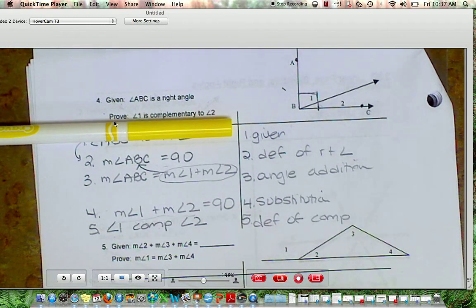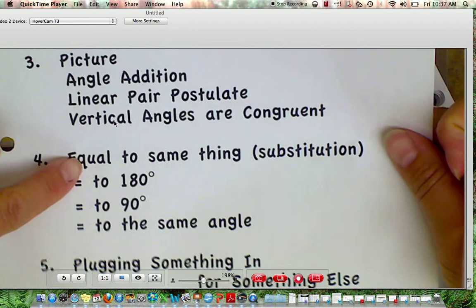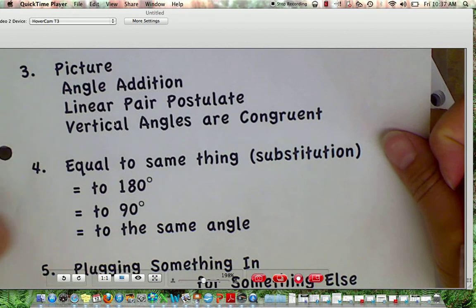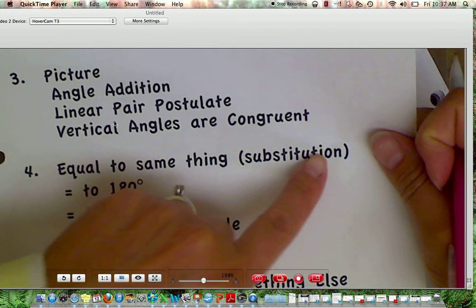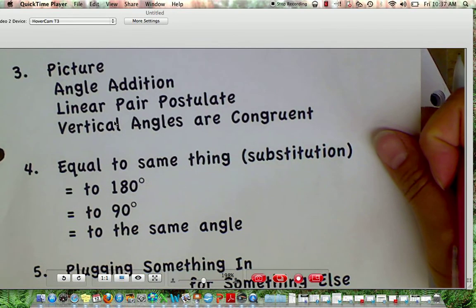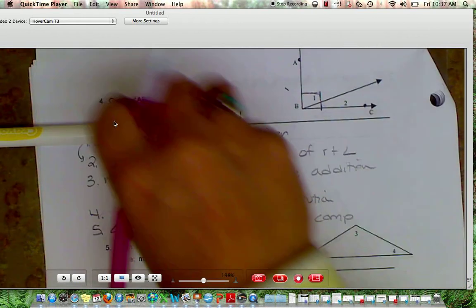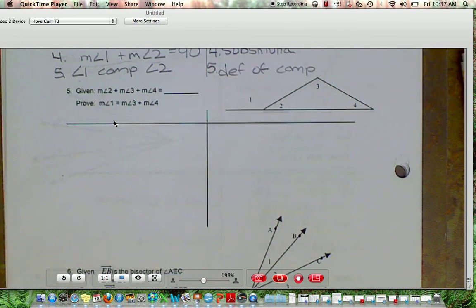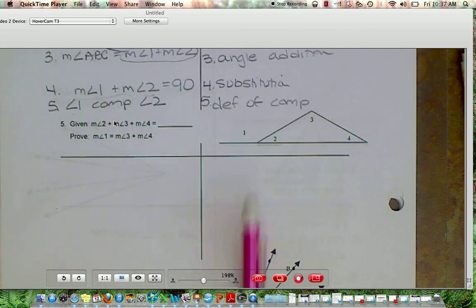Okay? So anytime you have two things that are equal to the same thing, you get rid of the thing that they're both equal to. Throw it out, set them equal to each other. That's always going to be a substitution step. We're going to stop there and finish up the rest on the next video.